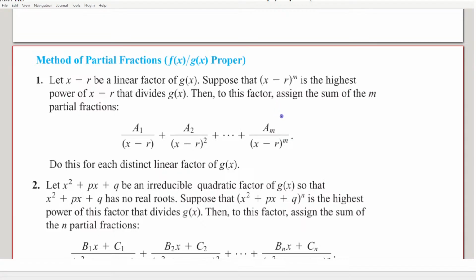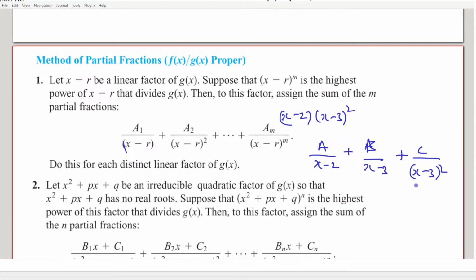Let's say we have x minus 2 into x minus 3 whole square. What does it mean? For x minus 2, the highest power is 1, so you'll get it as a by x minus 2 only, because only this part is valid. For the other factor, how many terms will you get? You will get b by x minus 3 and then c by x minus 3 whole square. Understood now?